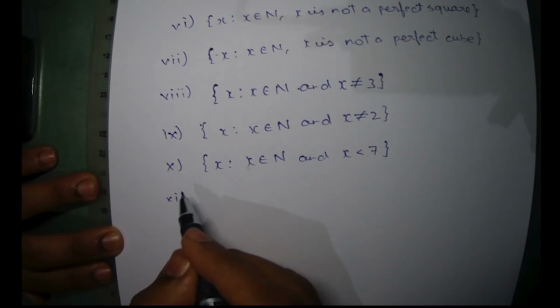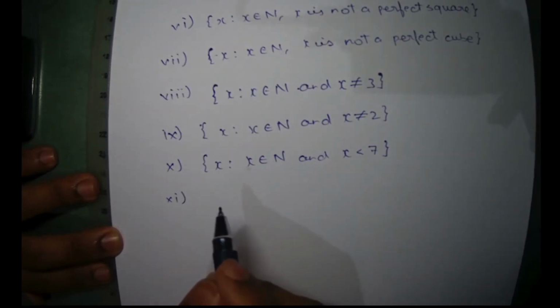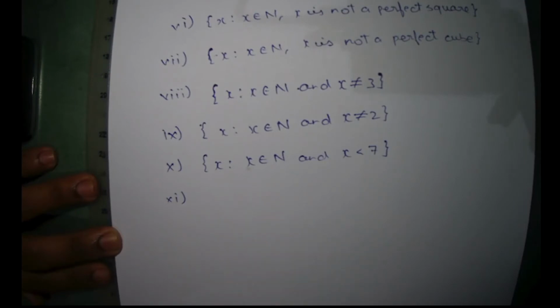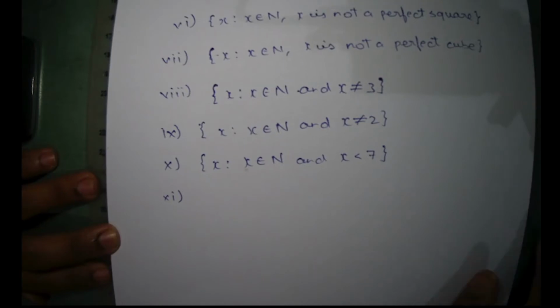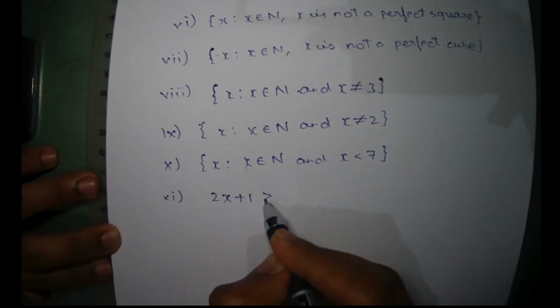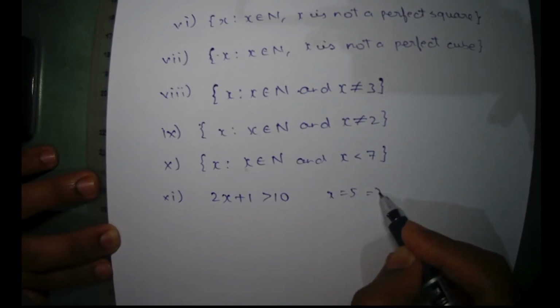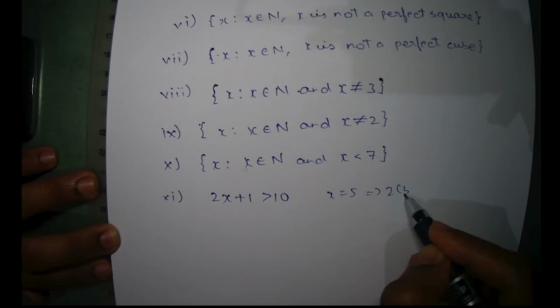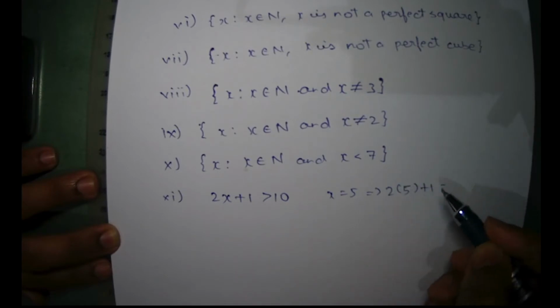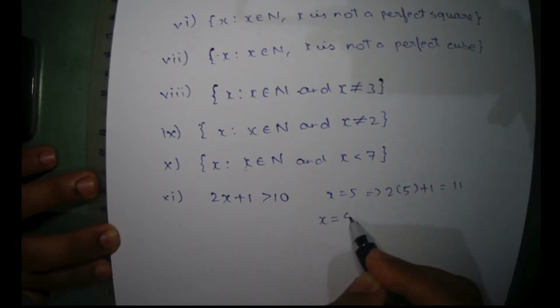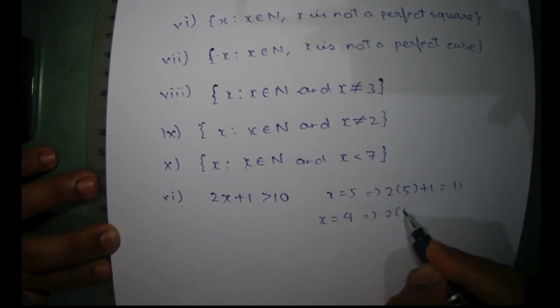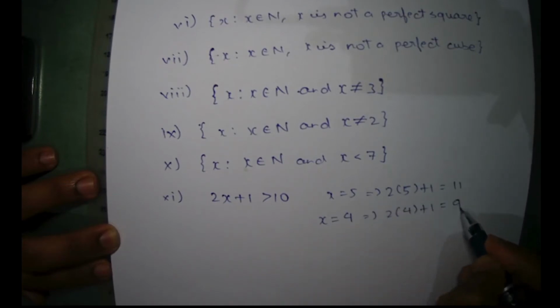So the last question, where 2x plus 1 is greater than 10. If 2x plus 1 should be greater than 10, the smallest number x can take is 5. If you take x as 5, then 2 into 5 plus 1 is equal to 11. But if you take x equal to 4, we get 2 into 4 plus 1 is equal to 9. So you see 9 is less than 10, 11 is greater than 10.